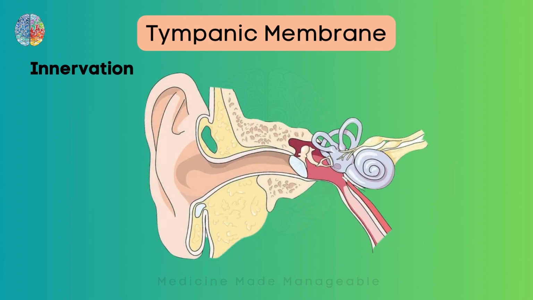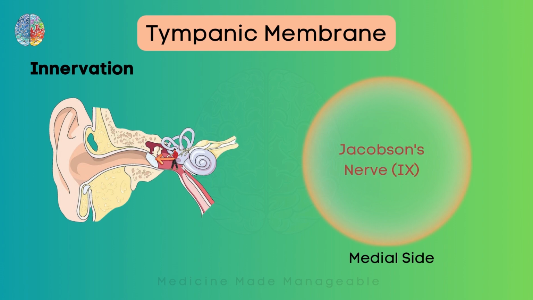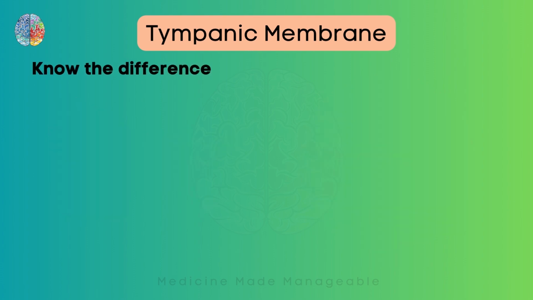Next, imagine you're standing inside the middle ear and now you're looking at the tympanic membrane from this direction. Let's imagine that this circle is the tympanic membrane. This will be called the medial side. This whole medial side of the tympanic membrane is supplied by the Jacobson's nerve, which is a branch of the ninth cranial nerve. Now there are two differences that you should know about, and although unlikely, these might come as image based questions for you in the exam.